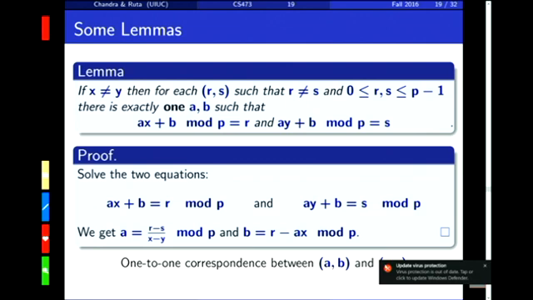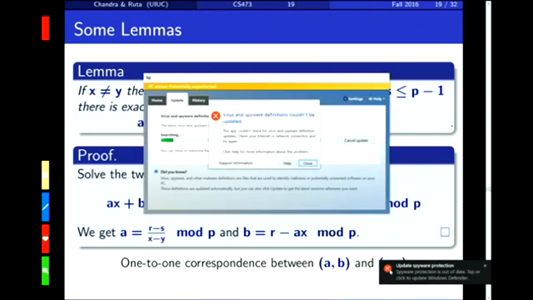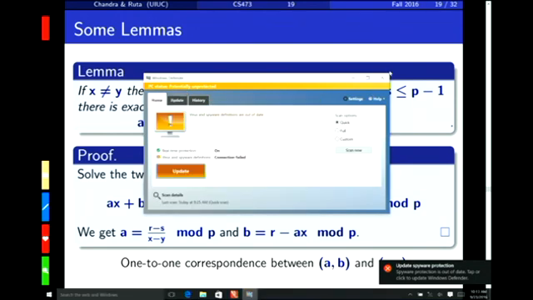Questions? This is the most annoying thing about Microsoft.